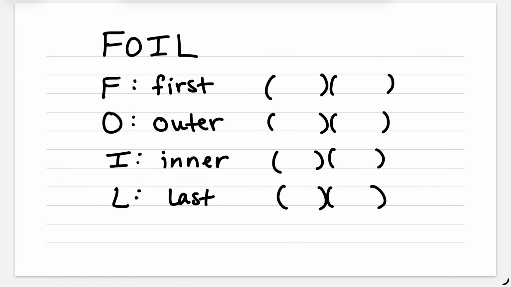FOIL method is repeated distributive property. The F says to multiply the first term in each set of parentheses together. The O is telling you to multiply the outer terms. The I is telling you to multiply the inner terms. And the L is telling you to multiply the last terms in each set of parentheses.